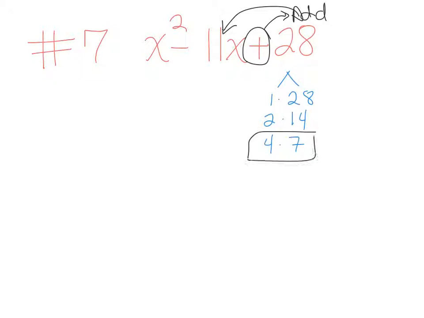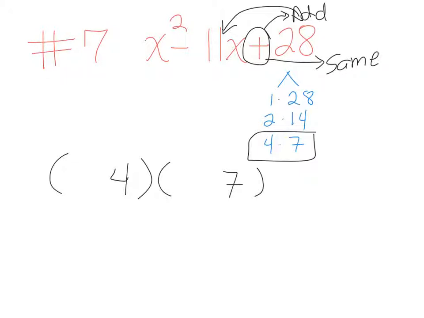And that is 4 and 7. So those are the factors. And the sign is also telling you it's got to be the same. If it's a plus, it's the same. If it's a minus, it's different signs. So it's going to be the same because it's a plus. What sign? Both negative.